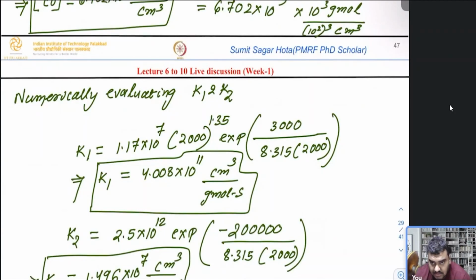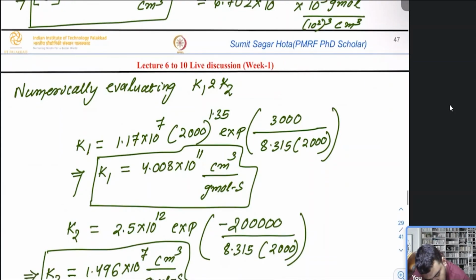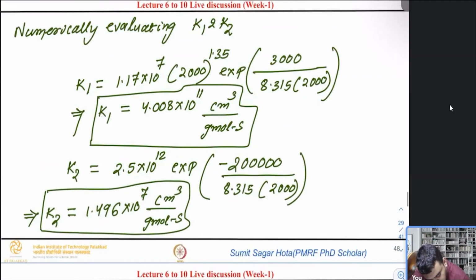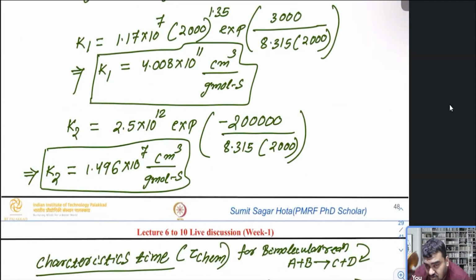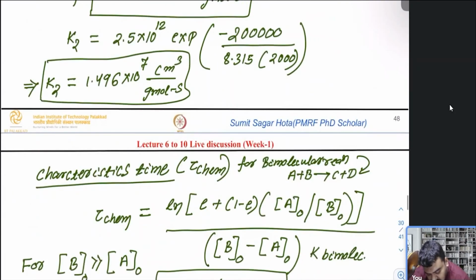For K1 we know the expression: 1.17 × 10^7 times T^1.35, times exponential of minus 3000 divided by 8.315 divided by 2000. We find the value K1 equal to 4.008 × 10^11 cm³ per gram mole second. And K2 equals 2.5 × 10^12 times exponential of minus 2 lakhs divided by 8.315 times 2000. The value of K2 comes out to be 1.496 × 10^7 cm³ per gram mole second. Okay, so you have K1 and K2.